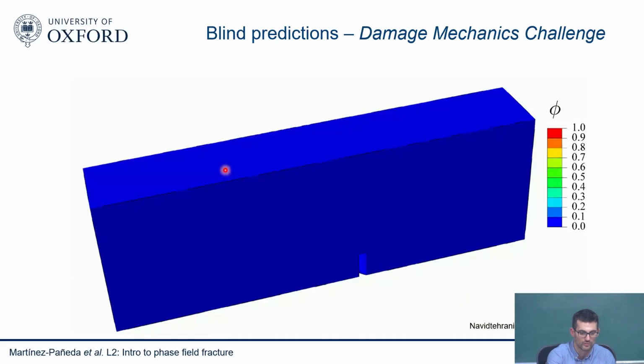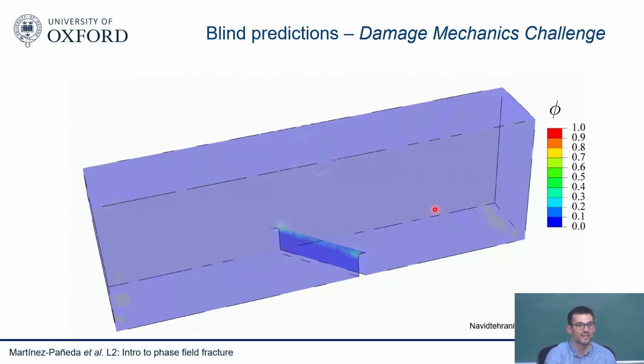Well, let me run it one more time. So we run a 3D simulation. Again, I'm not doing anything special. I'm just running a 3D simulation, plotting phase field equal to 1, contours of phase field. You can see how it starts growing and how the crack propagates.